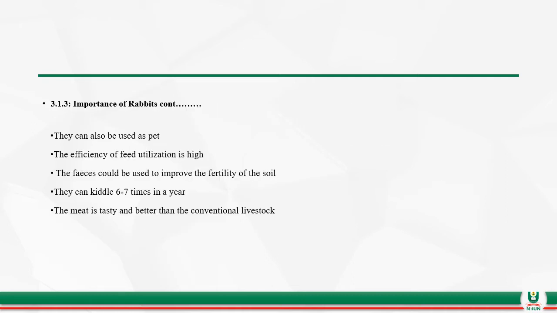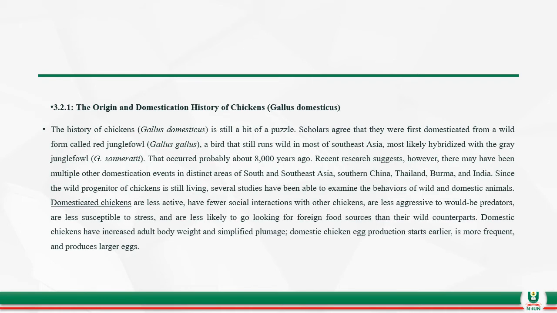They can also be used as pets. They are efficient in feed utilization. Their feces can be used as manure. They can kindle 6 to 7 times in a year. The meat is tasty and compares favorably with that of broiler.